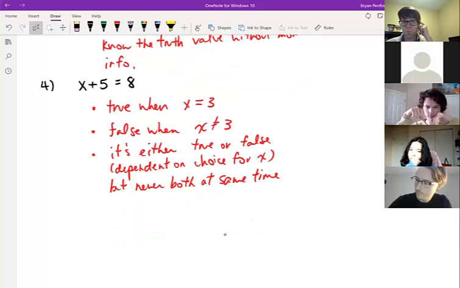So this is another example of a statement. It's just a kind of conditional statement. It's kind of dependent on some more information.